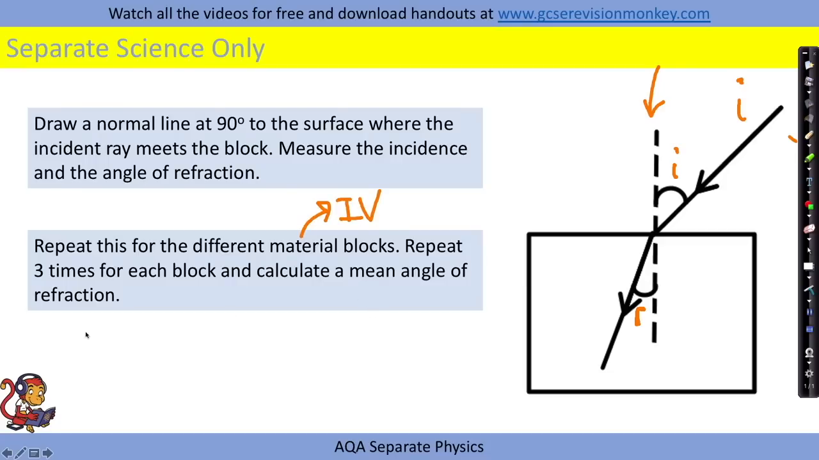So for this practical, our independent variable is going to be the different material blocks that we're using. Our dependent variable is the angle of refraction. And for this practical, we're going to want to keep our angle of incidence the same. So this is going to be a control variable.